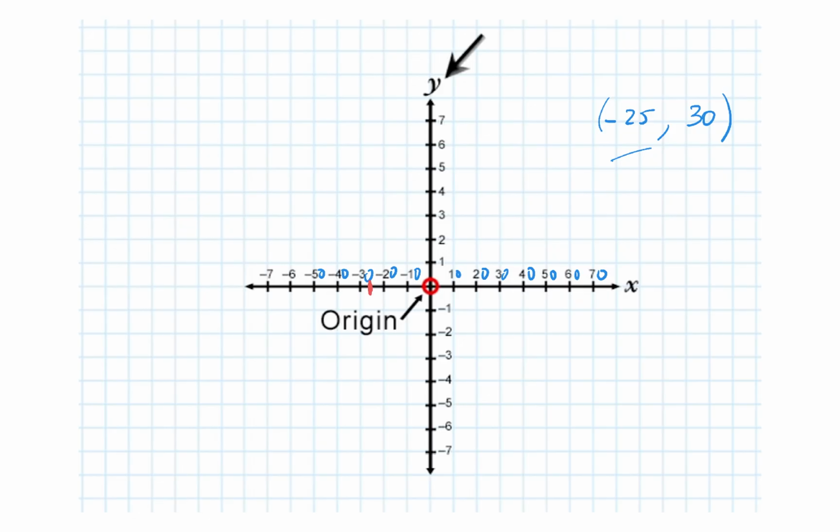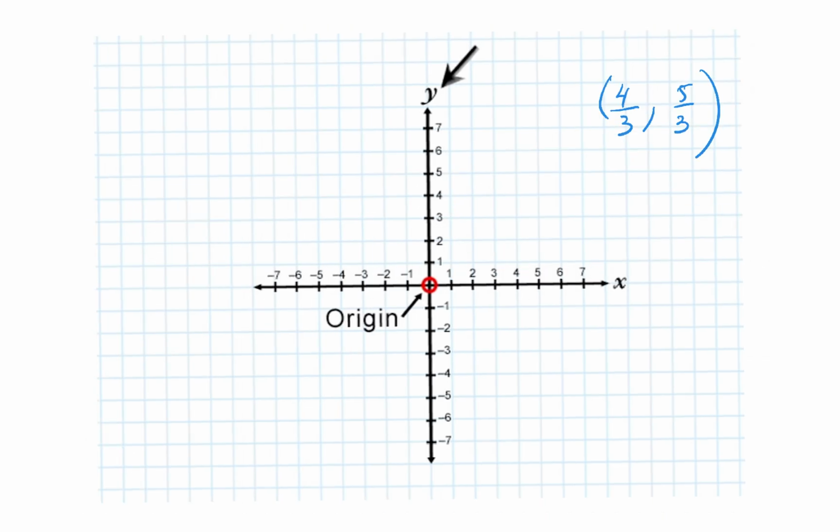Minus 25, the x and the y. And 30, you change to 10, 20, 30. 30 would be here. So minus 25, 30 will be a point here. Okay, and what about to represent 4/3 and 5/3? How will you represent 4/3 and 5/3?